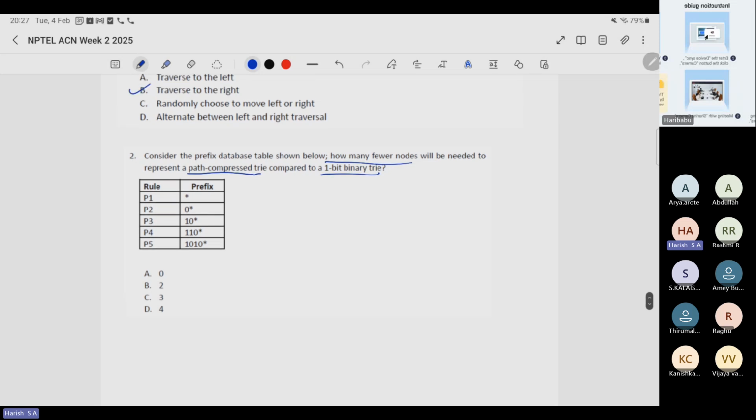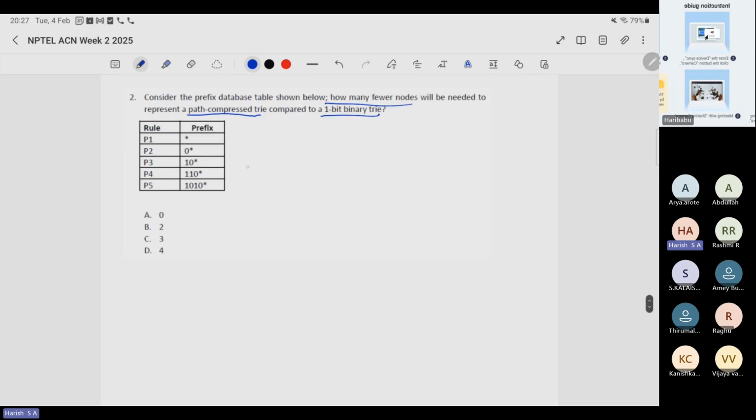So now first I'm drawing the 1-bit binary trie. So this 1-bit binary trie and binary trie, they're all the same. Sometimes they might say 1-bit, and sometimes they might just say binary trie. You should treat it as the same, right? First, let's draw the 1-bit trie.